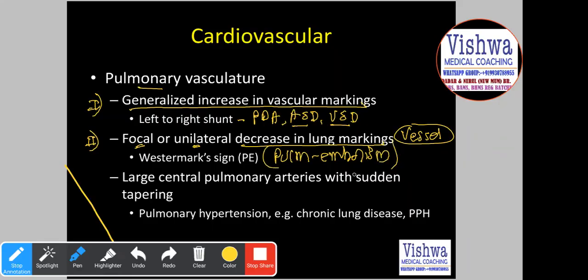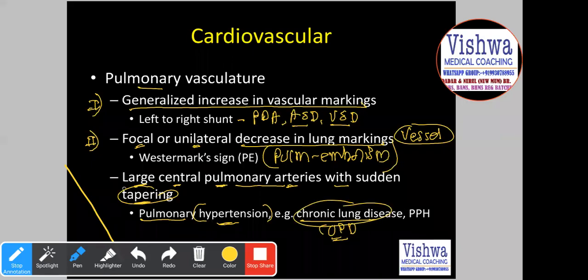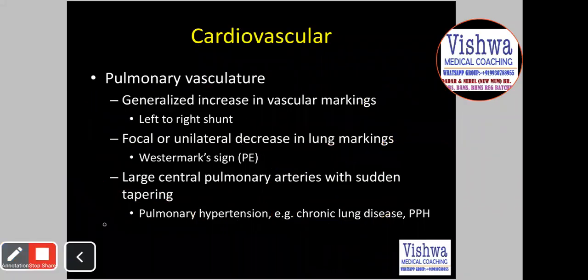It's a medical emergency. Large central pulmonary arteries with sudden tapering. The central pulmonary artery is large and then there is sudden tapering, which can be because of pulmonary hypertension. Can be COPD. So remember, these are the three things which can be seen in the pulmonary vasculature. You take the screenshot right now. In the pulmonary vasculature.